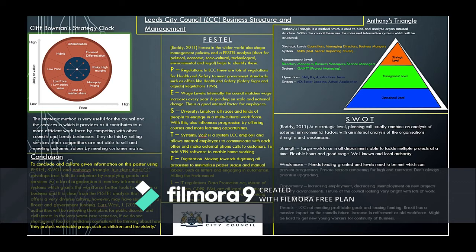Moving on to a SWOT analysis. At a strategic level, planning will usually combine an analysis of external environmental factors with an internal analysis of the organisation's strengths and weaknesses. Starting with the strengths, Leeds City Council has a large workforce. This means multiple projects can be going at the same time without overlapping.